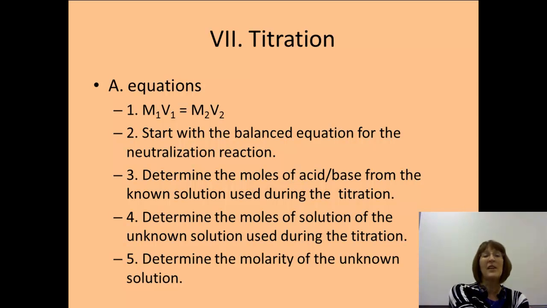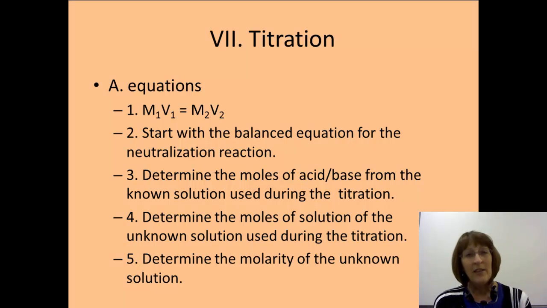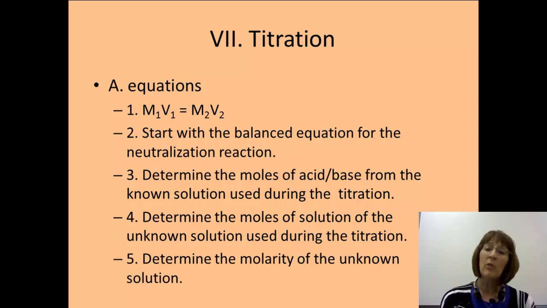Roman numeral number 7, then titration. Capital A, you've got some equations to use. The first one is M1V1 equals M2V2. Those are on your 8 pages. Number 2, start with the balanced equation for the neutralization reaction. You always have to start with a balanced equation. If you don't have the balanced equation, stop and get it.